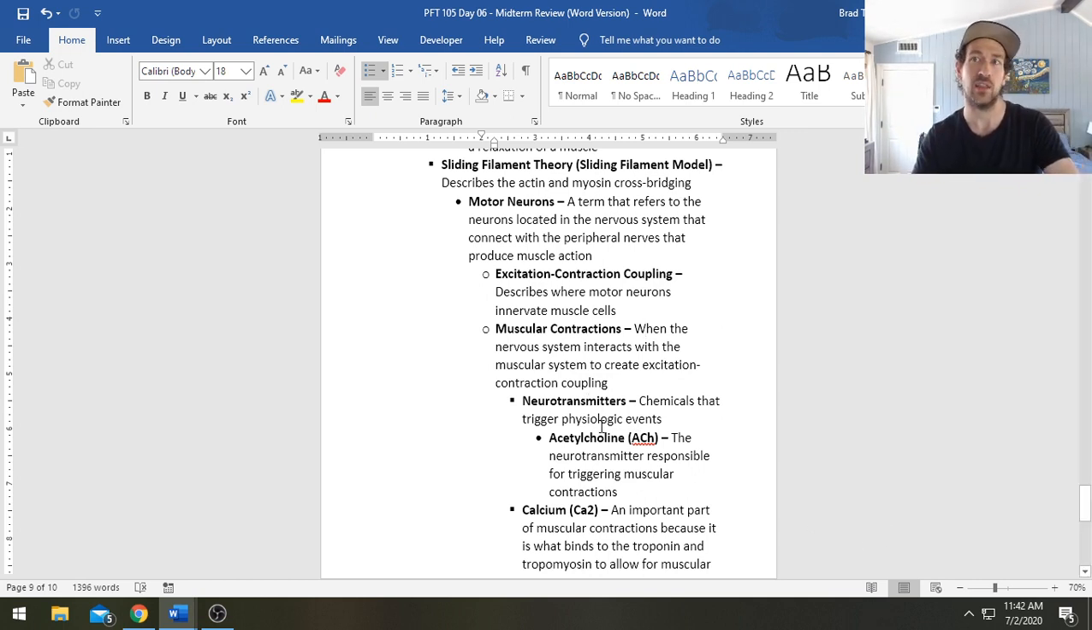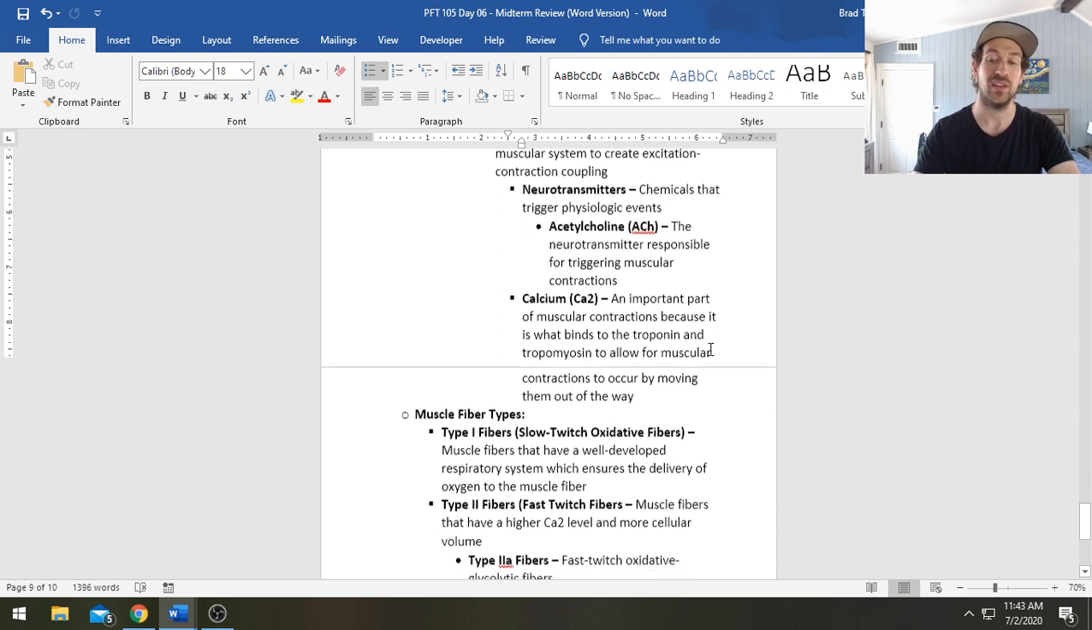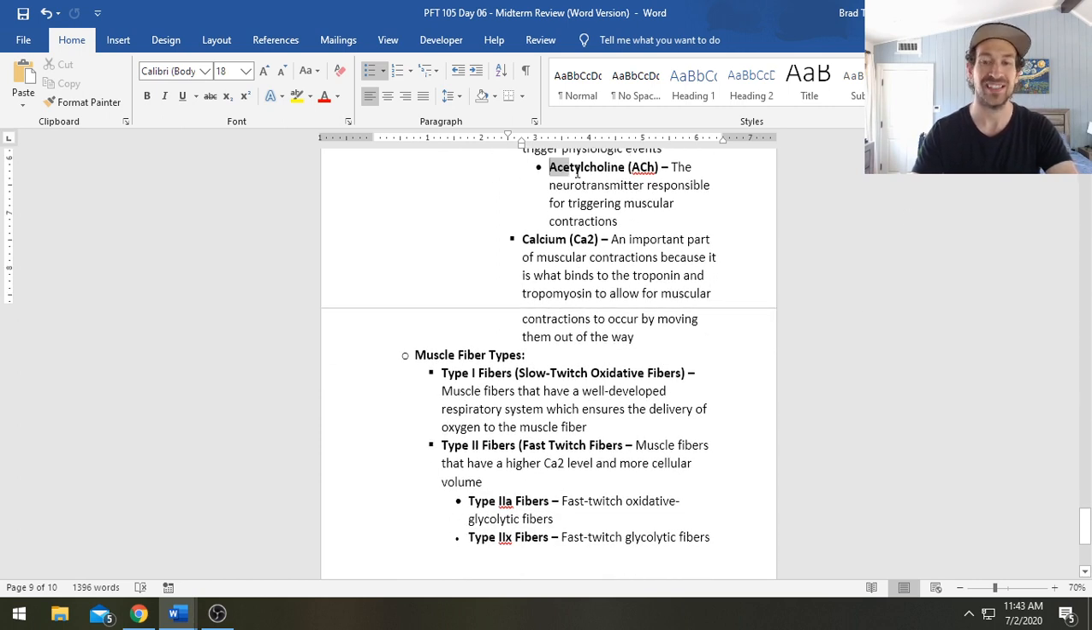Now, how do we get the nervous system to tell the muscular system to create that contraction? Well, we use a little chemical called a neurotransmitter. Neurotransmitters in general are chemicals that trigger all kinds of different effects. Like when your brain wants to be happy, it'll create a neurotransmitter called dopamine, right? When your body wants to be in love, it'll create a neurotransmitter called oxytocin. We've got a lot of different neurotransmitters throughout our body, but the one that's most relevant to us is what's called acetylcholine, or ACH, and that is actually responsible for triggering that event.